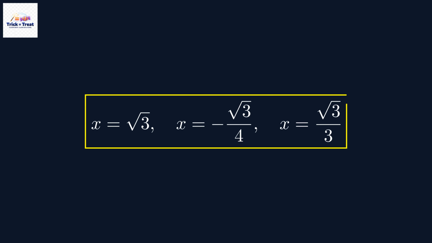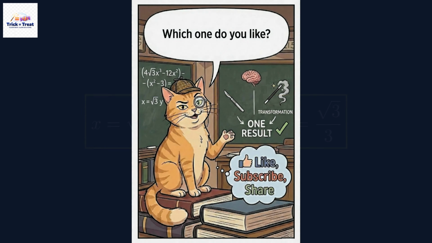2 methods, 1 result. The surgical precision of factoring, or the vanishing act of transformation. Which one would you use in a math competition? Let us know in the comments below.